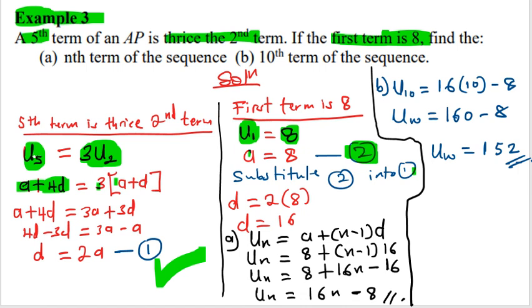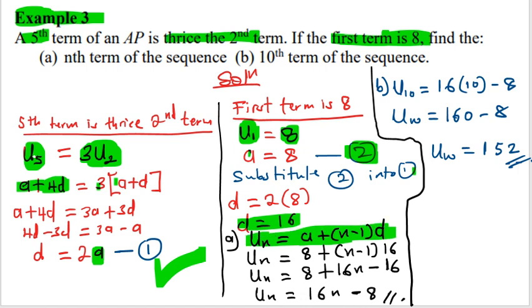So go to equation 2. Go to equation 1. Wherever you see a as your first term, put in 8. So that is what I have just done here. D is equal to 2 times 8, and d is 16. Therefore, I know that my first term is 8, and my common difference is 16. So the question says, find the nth term of the sequence.